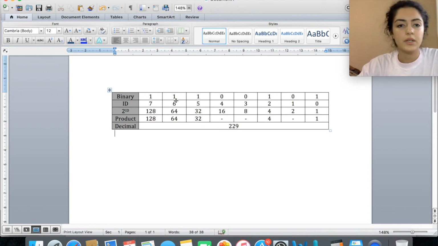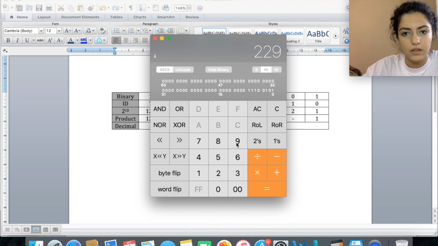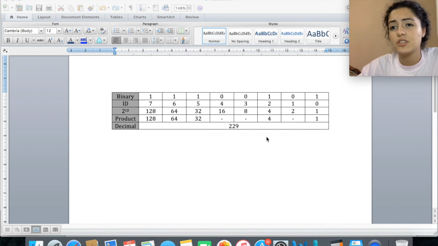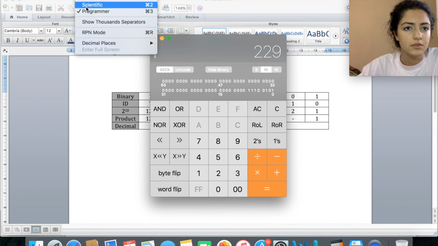So we found out that 111000101 in binary is equal to 229 in decimal system. Let's check. Yeah, and you just could have used the calculator, but sorry, the programmer one.